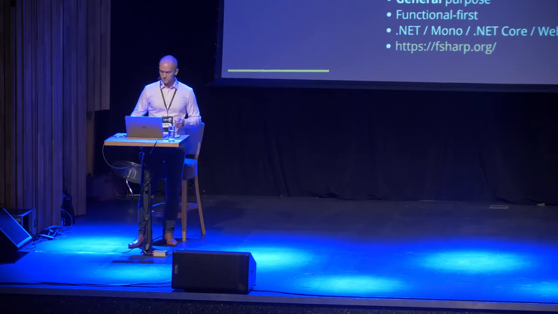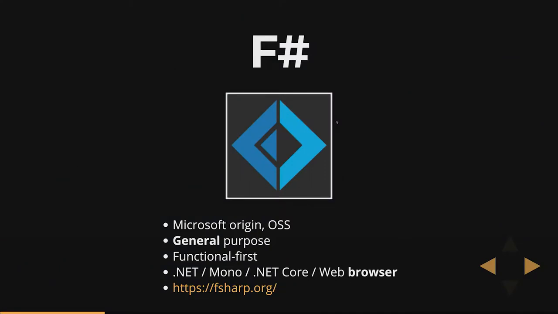It's functional first, which means that functional is the paradigm that's encouraged when you write in F#. However, you can still use object-oriented structures if you need to, for example, for performance purposes. It runs on .NET, Mono, .NET Core, and as we'll see today, in your web browser.